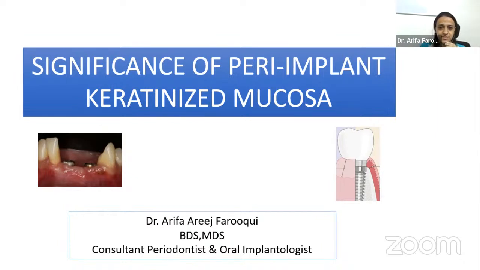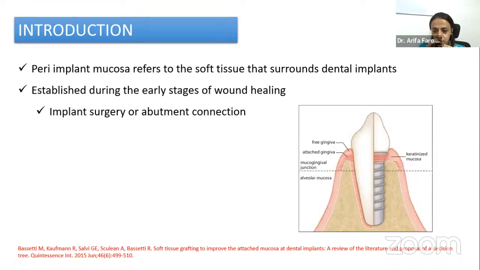So I will start with my topic. The topic for today is significance of peri-implant keratinized mucosa. Today we are going to cover first the basics of peri-implant mucosa, the basic anatomy of it, what is keratinization, why a keratinized peri-implant mucosa is necessary, and what is the controversy about it. Then we will look at the various techniques through which we can augment peri-implant keratinized mucosa, and lastly I will share a few clinical cases with you.